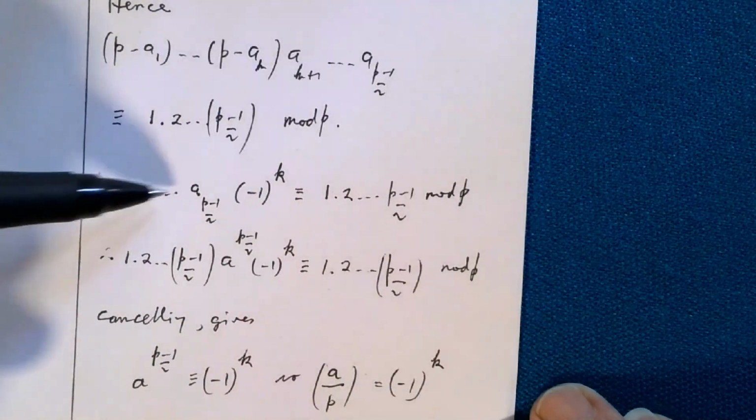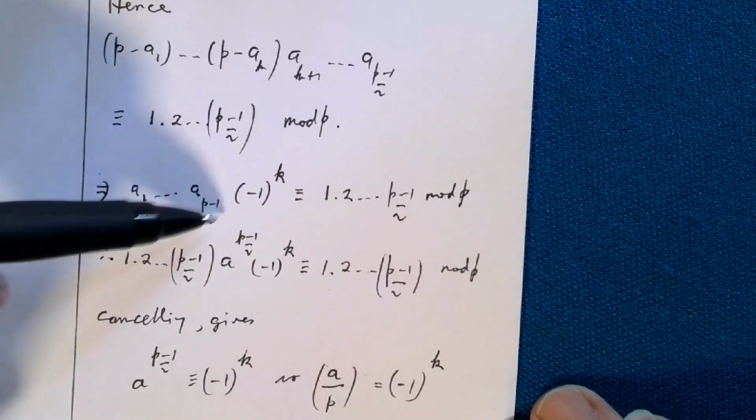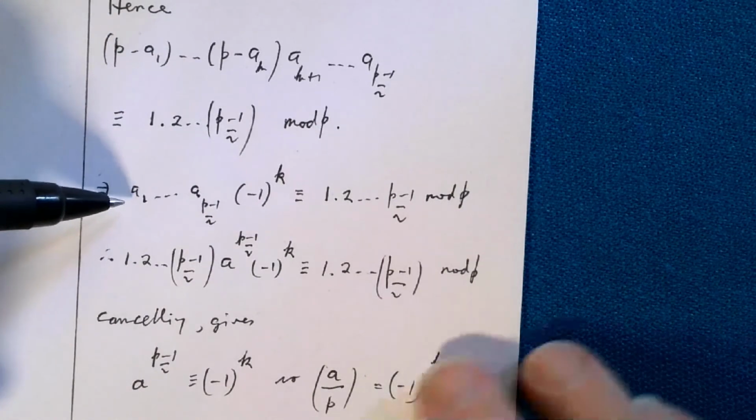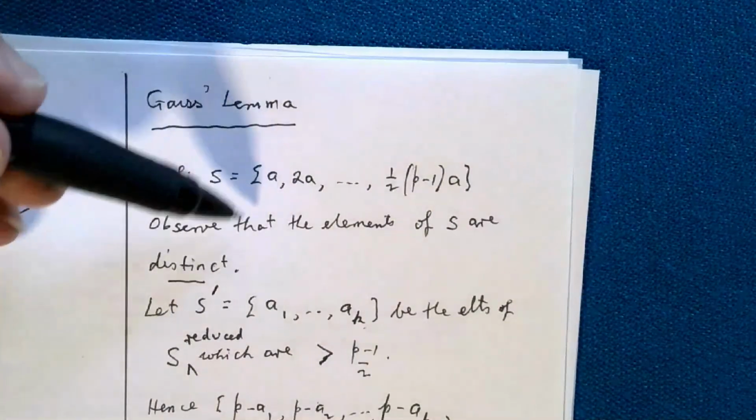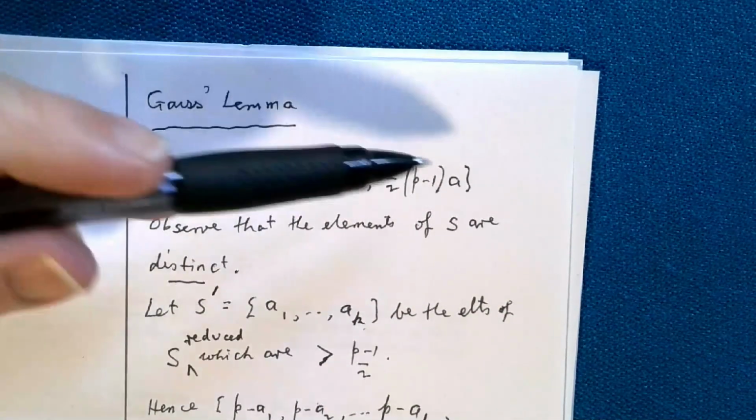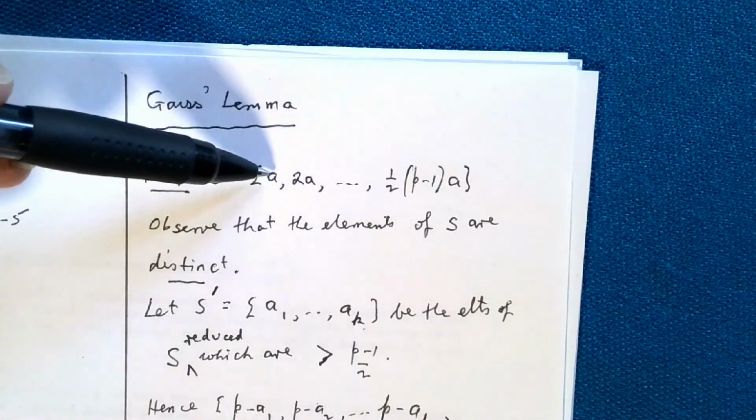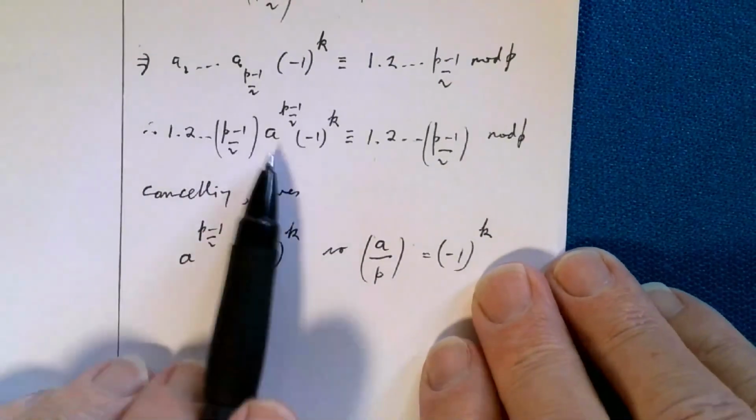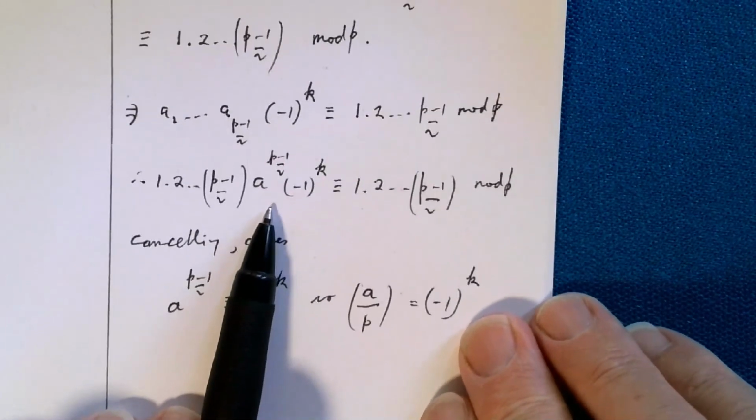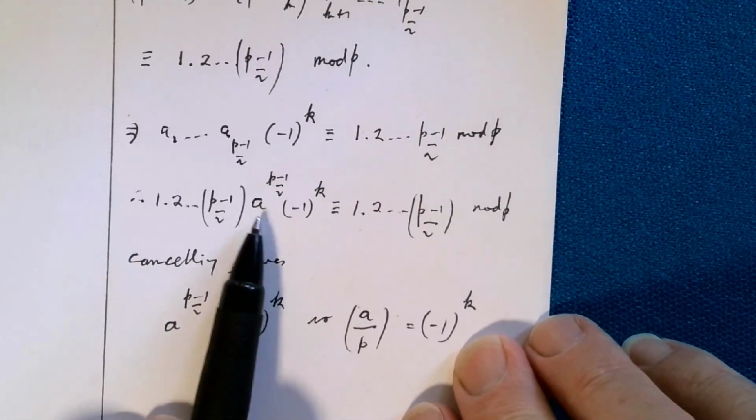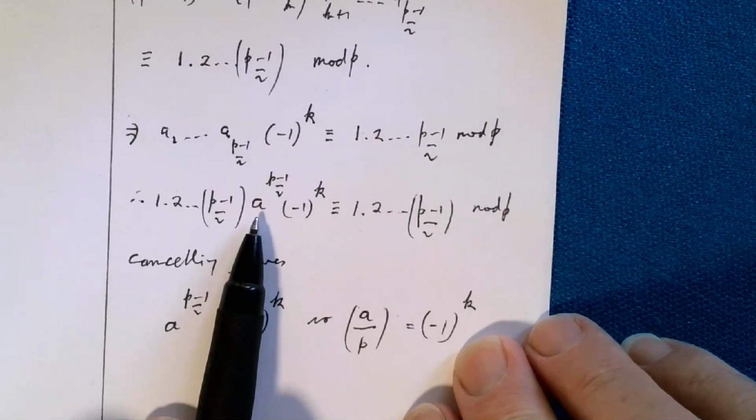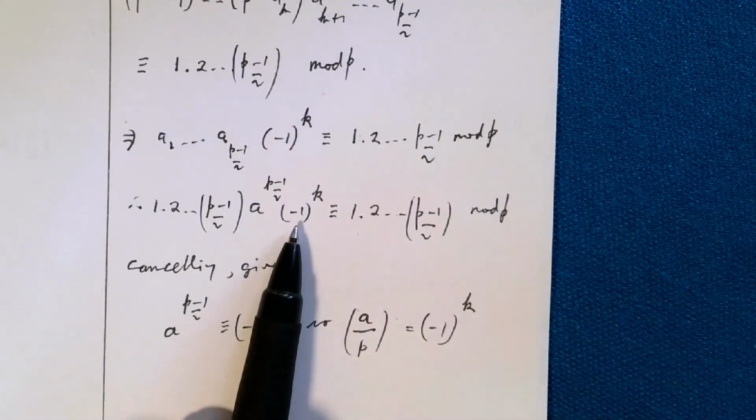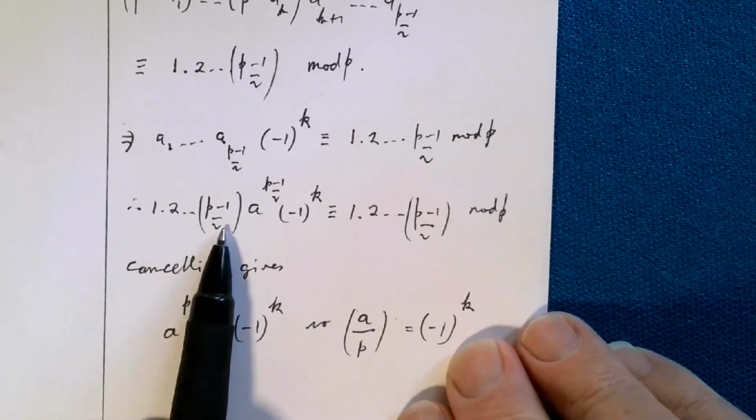Now, of course, these numbers here are all the numbers back in the original set S. And the elements of S, remember, were just A times 2A and so on. So I'm going to get a whole pile of A's, and then I'm going to get the numbers 1, 2 up to (P minus 1)/2. And that's what I've done here. So I'm going to get (P minus 1)/2 A's, and I've still got a minus 1 to the K, and I get the numbers from 1 up to (P minus 1)/2.